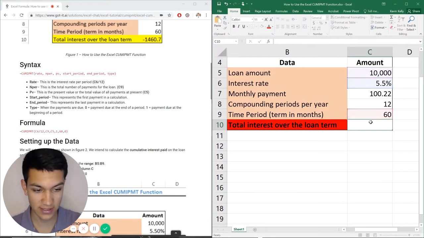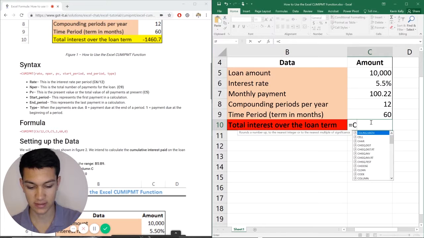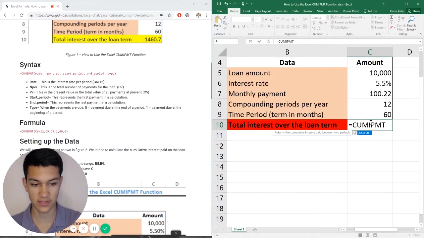So I'm going to go ahead and get rid of this. I had the answer in there earlier, but we'll type in the function. So it's CUMIPMT, cumulative payment, parentheses. Now we're just going to walk through the formula. You can see it on the left-hand side of the screen.